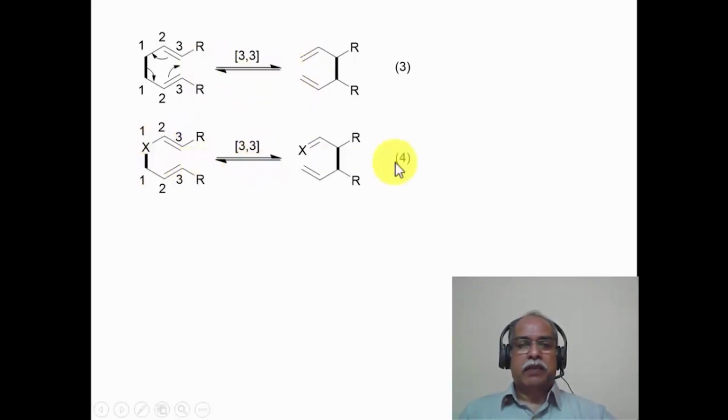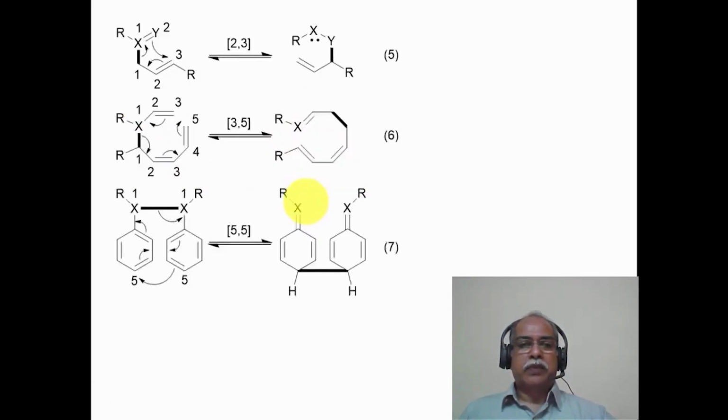Now the second reaction example that is shown in equation number 4 is nothing but an oxygen analog or a heteroatom analog. It could be oxygen or nitrogen. And if X is equal to oxygen, then the 3,3 sigmatropic rearrangement of this type is called Claisen rearrangement. Claisen rearrangement is nothing but a vinyl allyl ether undergoing a rearrangement to give alpha, beta, gamma, delta unsaturated carbonyl compound. So these are the generic examples of 3,3 sigmatropic rearrangement.